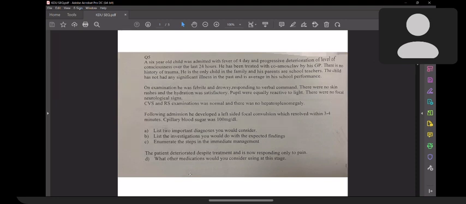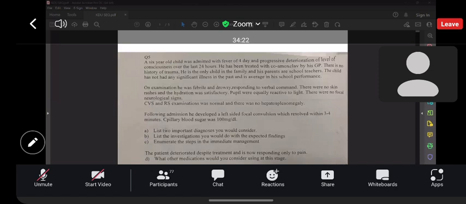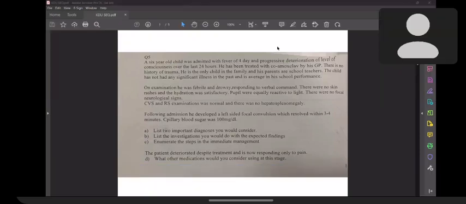The child has not had any significant illnesses in the past and is average in his school performance. So there are inborn errors of metabolism where you can have time-to-time deterioration of level of consciousness, the child going into coma, then he recovers, then it happens again. So nothing like that, because in the past he had been an apparently well child, and this is a developmentally normal child. There is no underlying neurological illness in this child, right? So then what other information is important in this scenario?